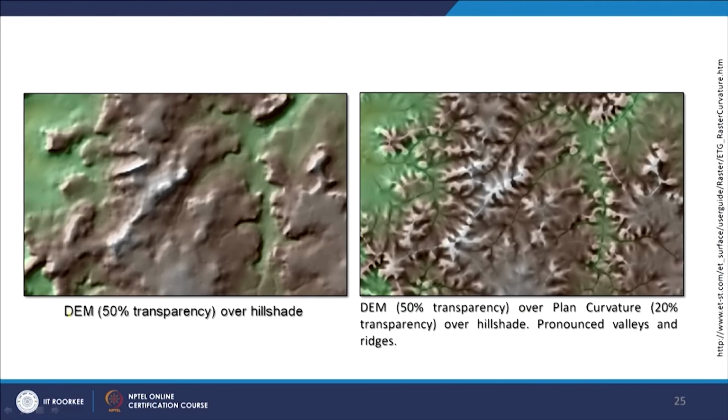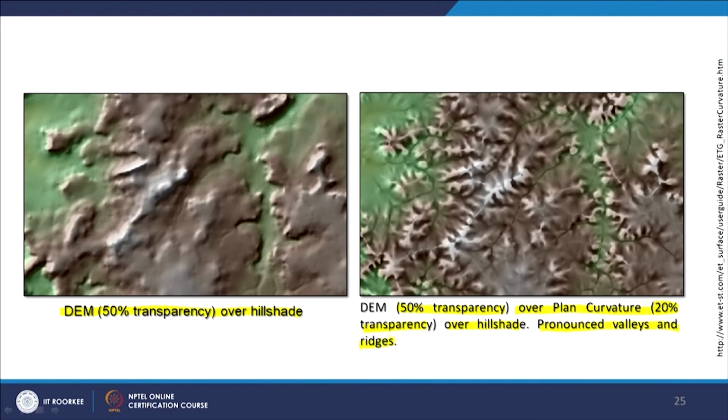Another example here is a DEM with 50% transparency over the hillshade. I also showed you through demonstration that you can bring a shaded relief model and a digital elevation model together, and on that digital elevation model you can choose a color palette and keep it 50% transparent. So, in the background you have the hillshade, and on top of that you have a digital elevation model which has colors.